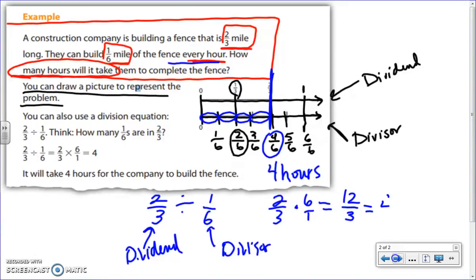12/3, which is the same as 4. Now, as the numbers get bigger and you get older and the math becomes more difficult, these numbers won't always be so easy. So if you'd like to start developing a good habit now by reducing factors that you see they have in common, that's what I would do.